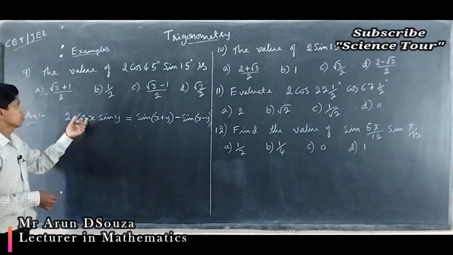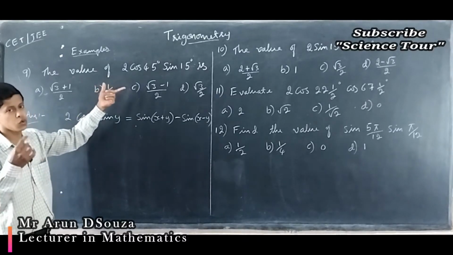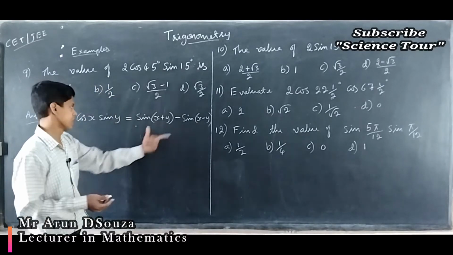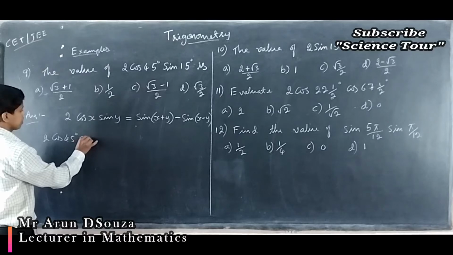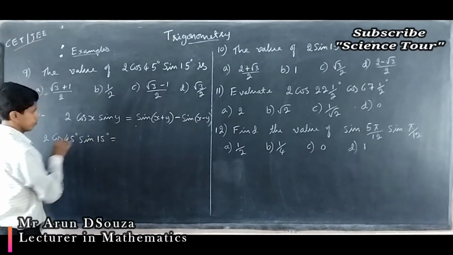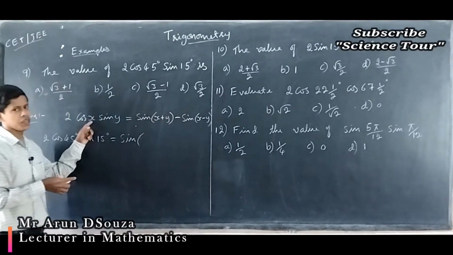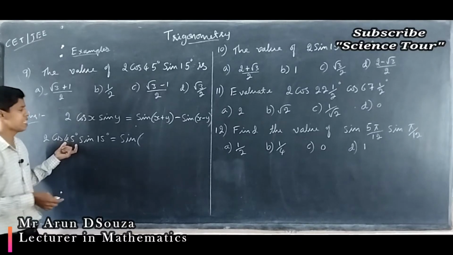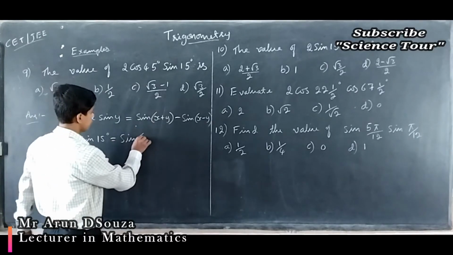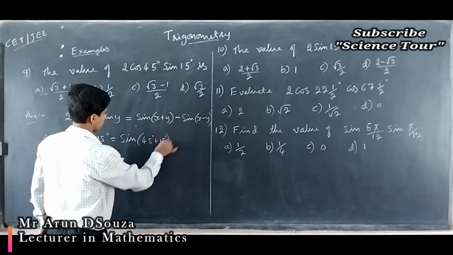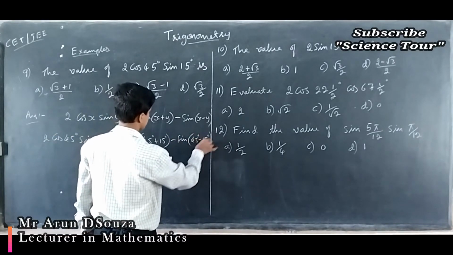Now see, this is a straightforward question. I have this given in the question, so what should be written now? We should write 2 cos 45 degree sin 15 degree is equal to sin(x plus y). So in place of x, what do you have? We have 45 degree, correct? And in place of y, we have 15 degree. So that is sin(45 plus 15) minus sin(45 degree minus 15 degree).